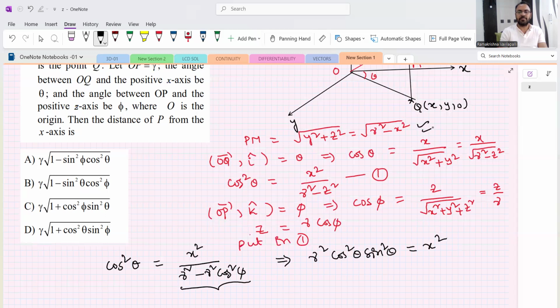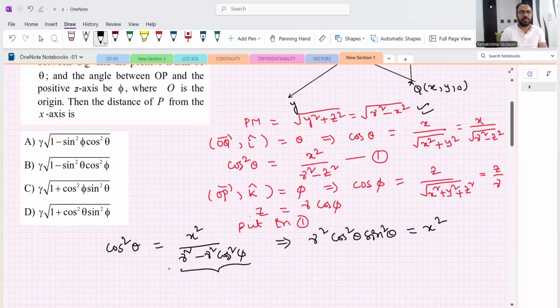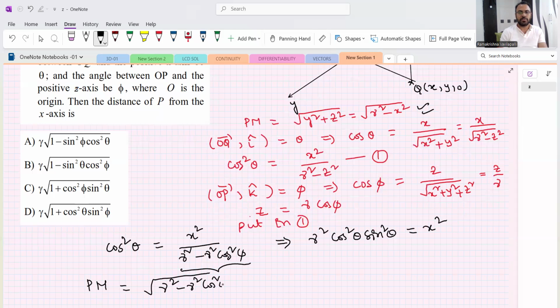Substitute here. So therefore PM is equal to under root gamma square minus x square, nothing but gamma square into sin square phi into sin square theta. Sorry, gamma square, sin square phi into cos square theta. This is the answer.